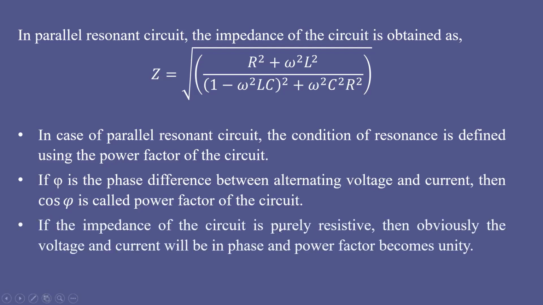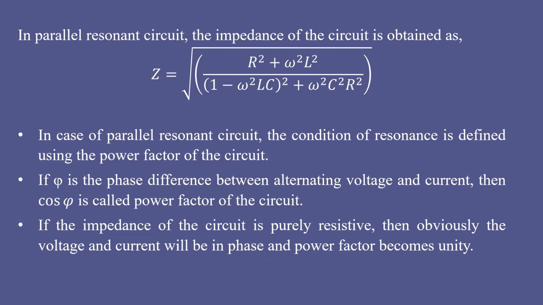If the impedance of the circuit is purely resistive, then obviously the voltage and current will be in phase and the power factor becomes unity. Let us take the case where the impedance of the circuit is purely resistive, so no inductor or capacitor is contributing to the impedance, only the resistor is. Then voltage and current will be in phase. We already know that in an AC circuit containing a pure resistor, the voltage and current will be in phase.